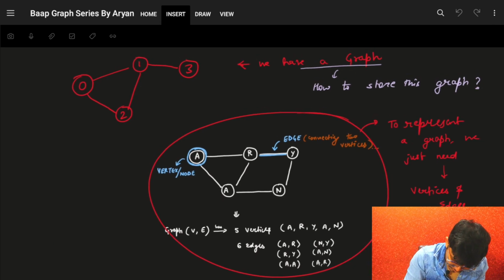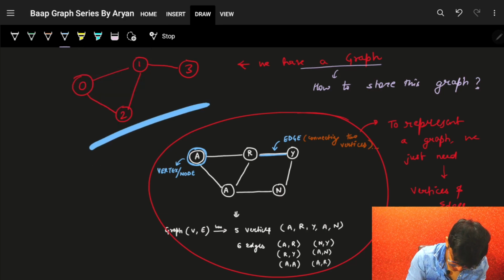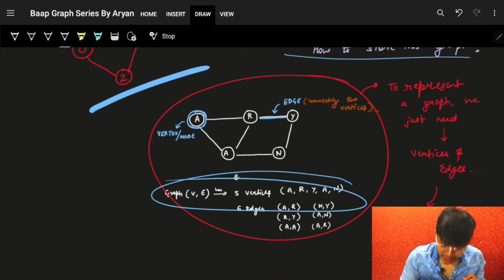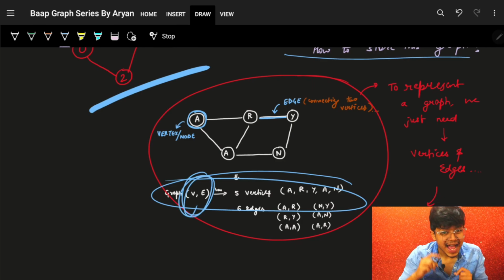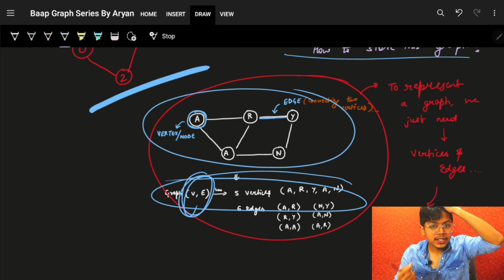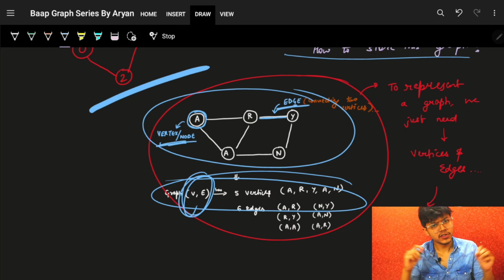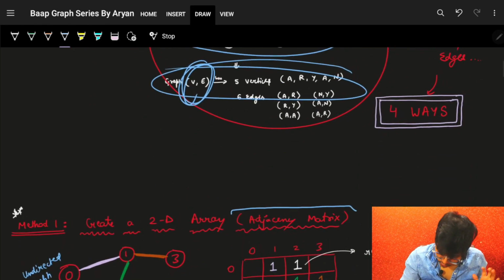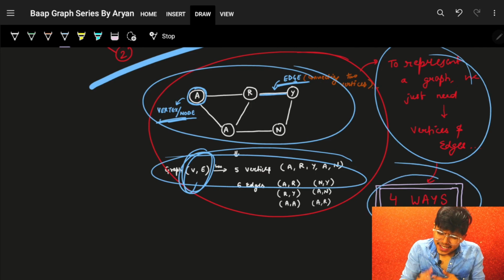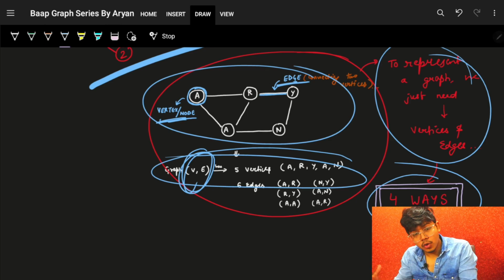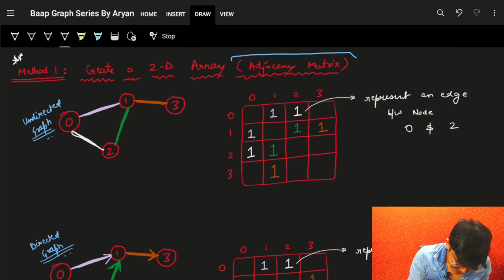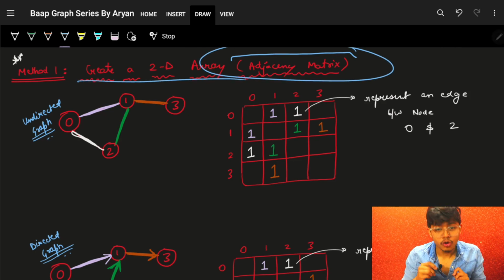So a quick recap of graph. Basically we have this graph and the question is how to store this graph. What to store is the question. A graph is represented by its vertices and edges, which means every graph has an identity corresponding to its vertices and its edges, where an edge is just something which connects two vertices. To represent this graph, we have four ways, or basically four forms in which we write our graph code. The first one, and the second most common one, is to create a 2D array. It is also called an adjacency matrix.